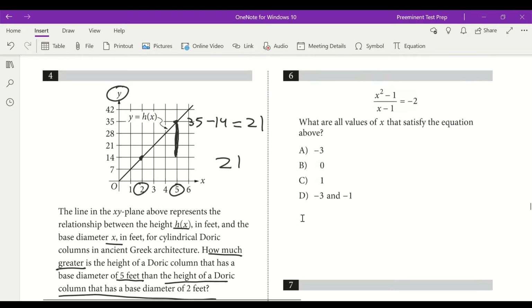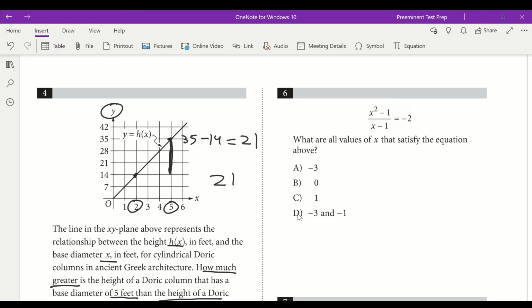Question 6. What are all values of x that satisfy the equation above? Well, the first thing we're going to have to do is get rid of our denominator by multiplying by x minus 1.